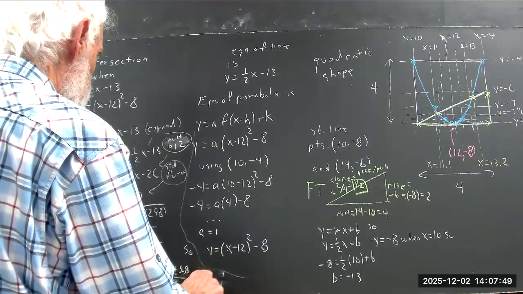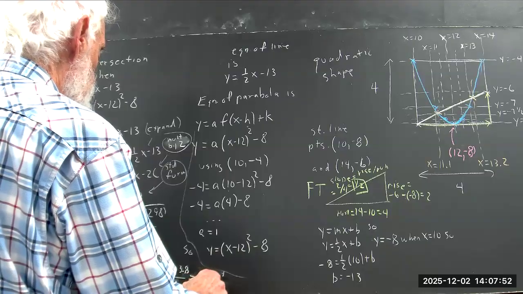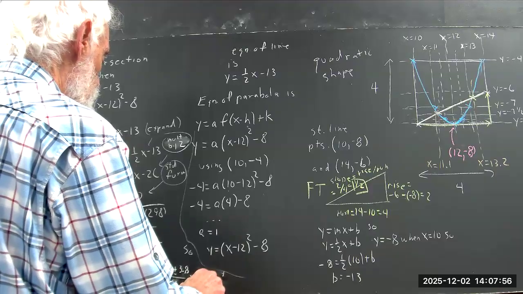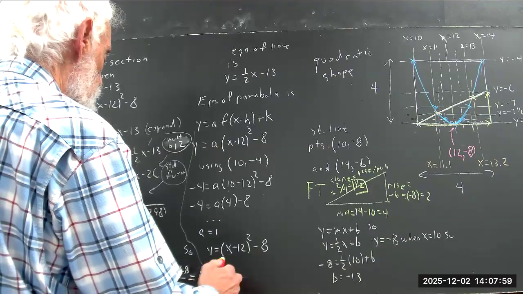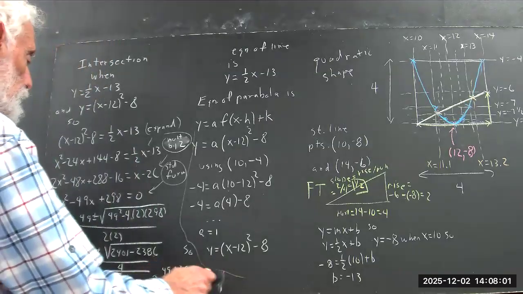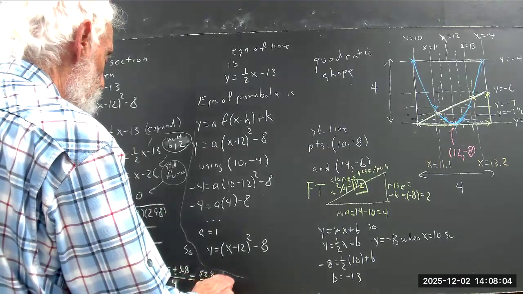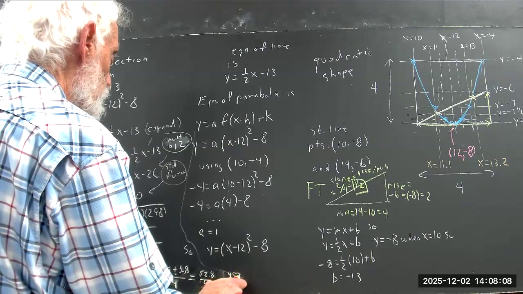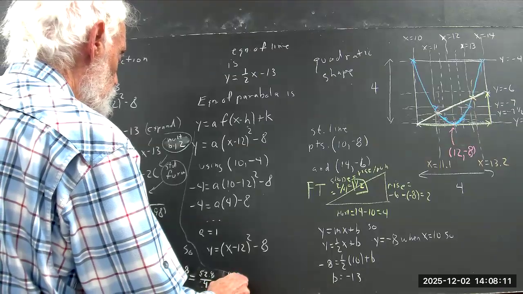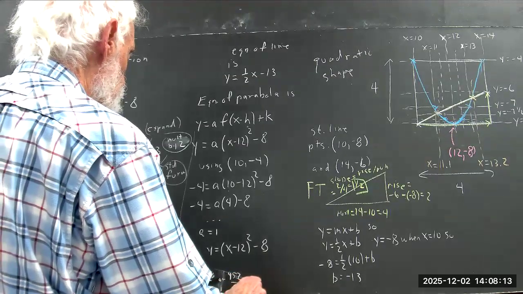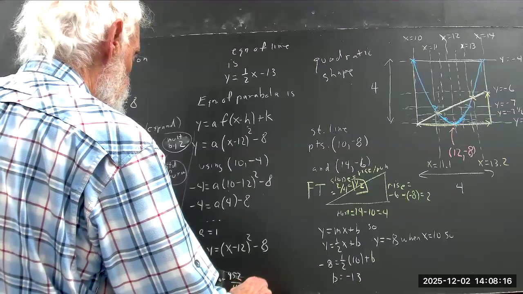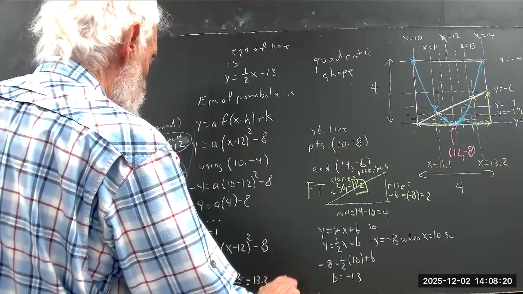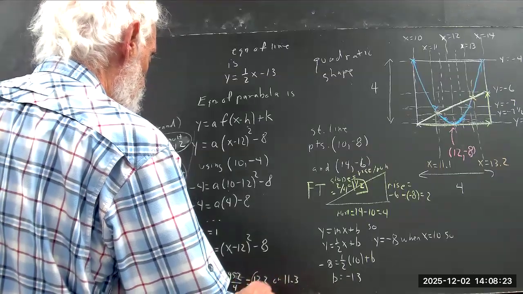So that's 52.8 divided by 4, using the plus, or 45.2 divided by 4, which equals 13.2 or 11.3.